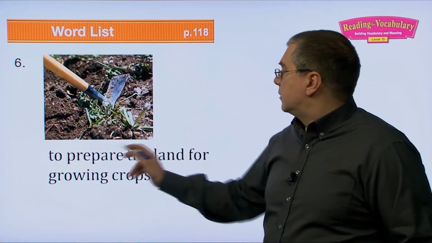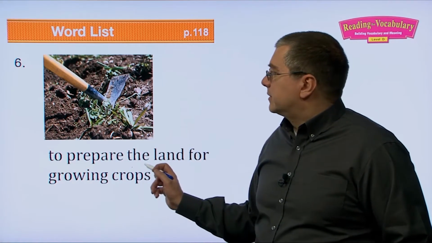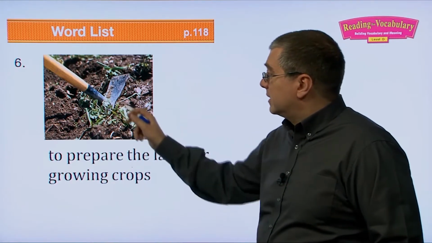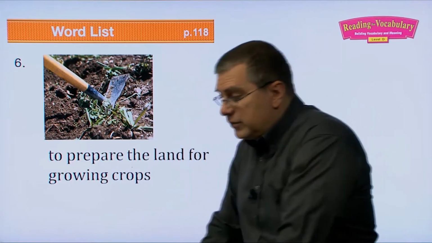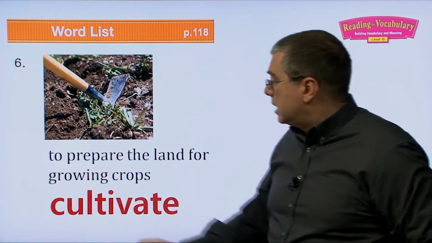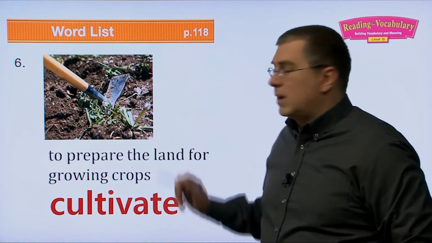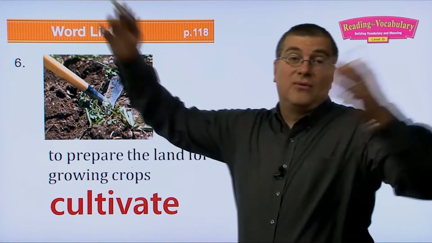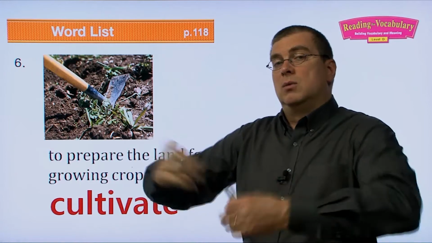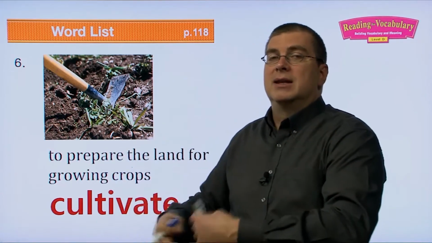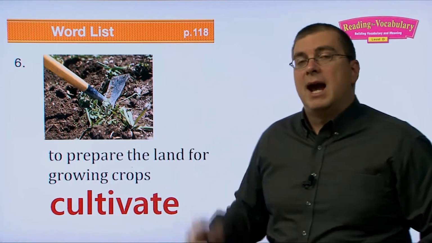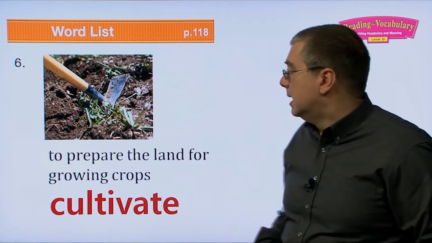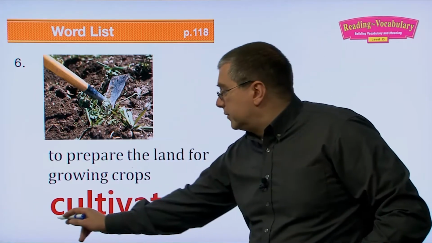Next one. To prepare the land for growing crops. Farming is hard work, right? Especially using this in a garden, in somebody's garden, what do you have to do to the soil? You have to cultivate. You have to prepare the land for growing crops. Now, in a big farm, they have big machines that will turn up the land. They will cultivate the field. And then it's ready so that they can put the seeds down. They can sow the land then. But this is what we call cultivate.